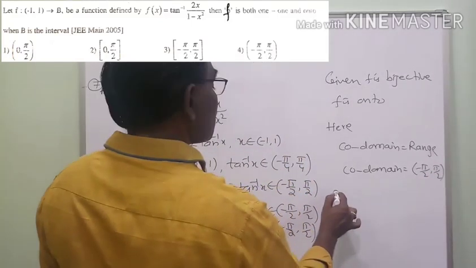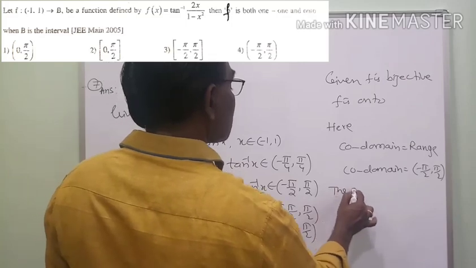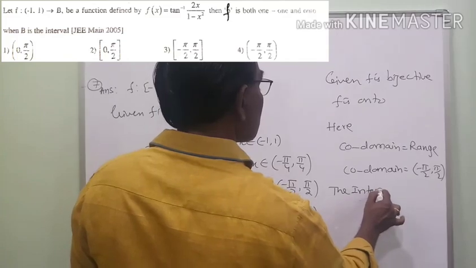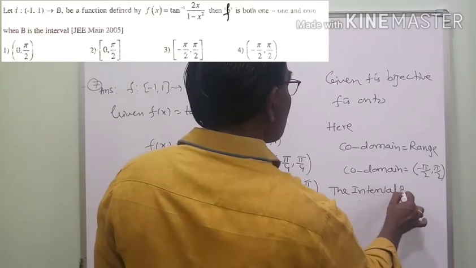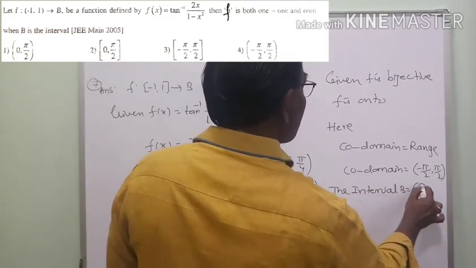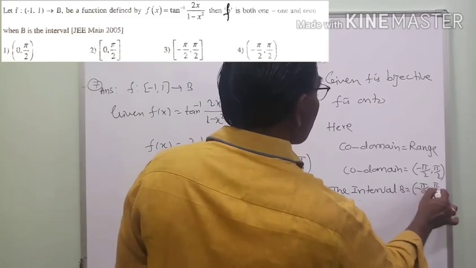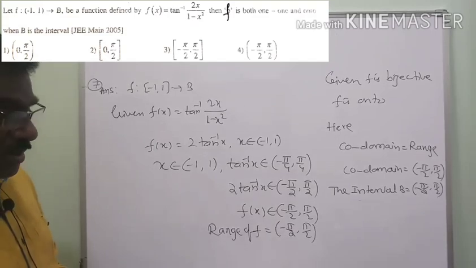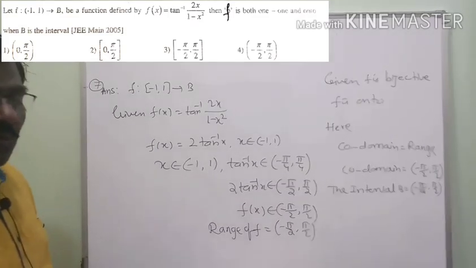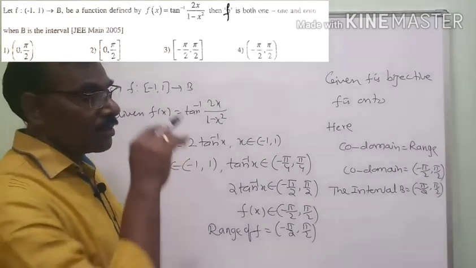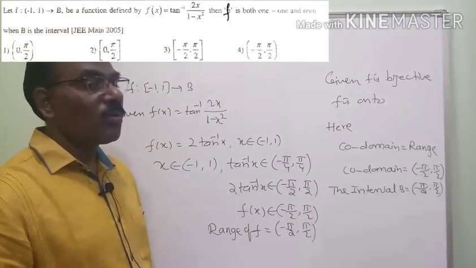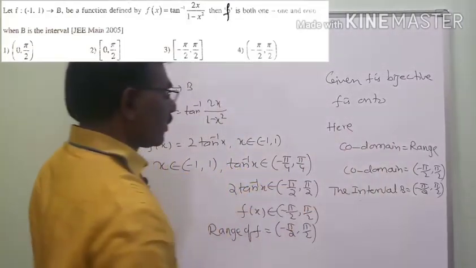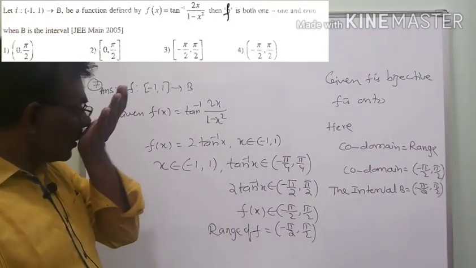So what is the interval? The interval B equal to minus pi by 2 to plus pi by 2. So option 4 is the correct one. Even option 3 is a closed interval. Now it is an open interval. These are all open intervals.